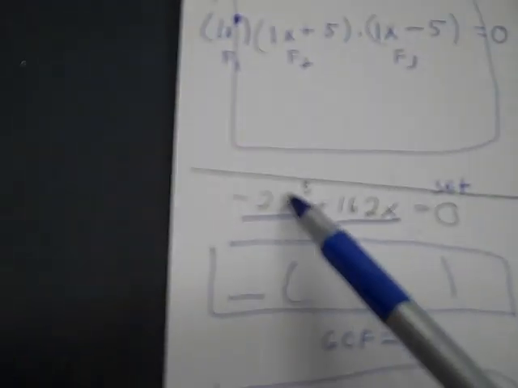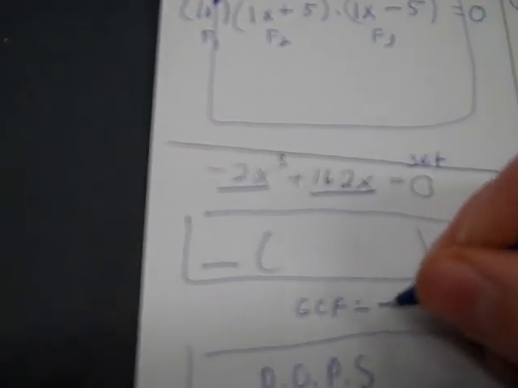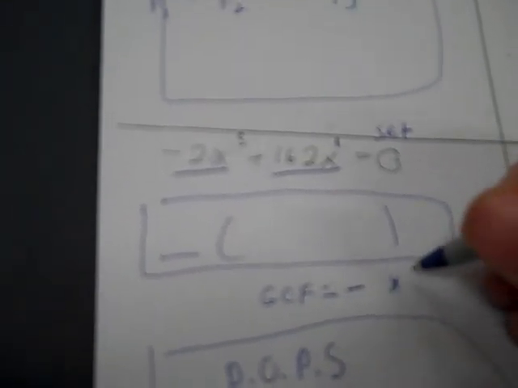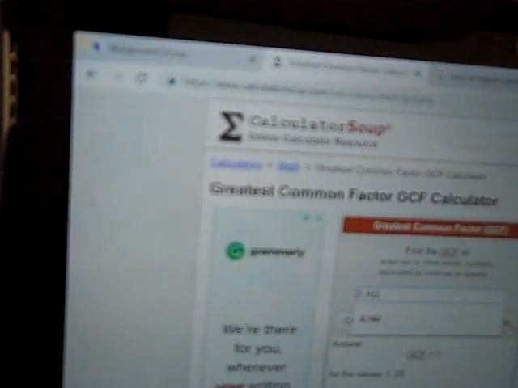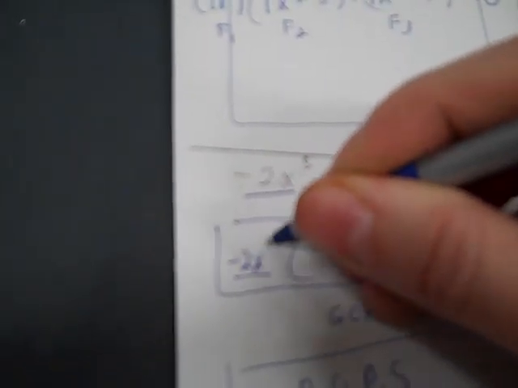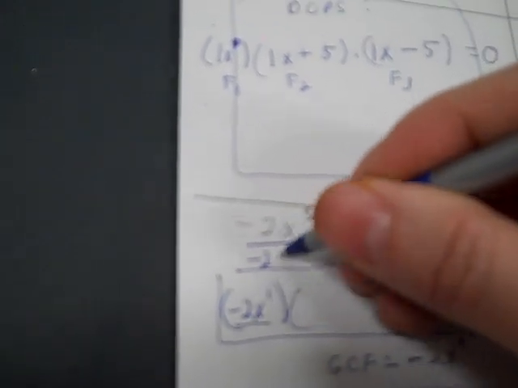Okay, so is the first number in the equation negative? Well, 2 is the first number and it's negative, so I need a negative for my GCF. Now, is x on both terms? Well, we've got x to the third here and x to the first here. So x to the first is the one I go with. And then 2 and 162. I hit calculate and I got 2. So it's going to be negative 2 and x to the first. So that means I've got to factor out x.